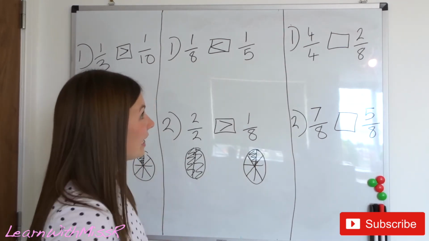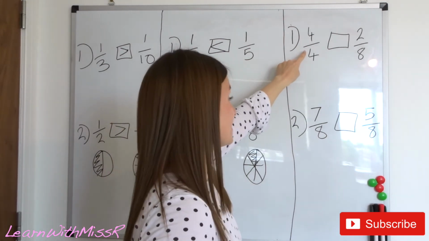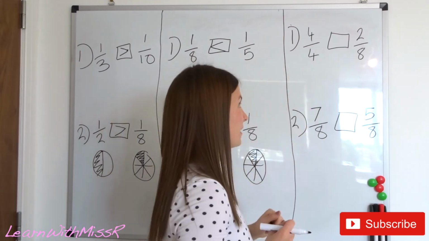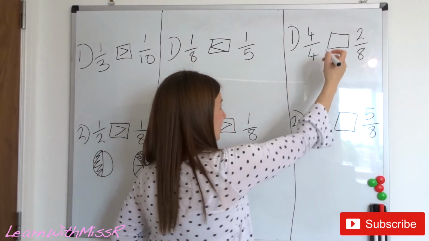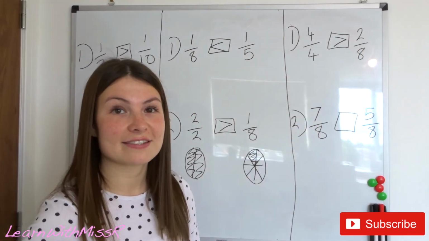Well done. Okay, over here we've got 1 whole, because remember 4/4 is the same as a whole. And then we've got 2/8. Which one's the biggest? Good, you're definitely going to want to have the whole pizza rather than only having 2/8.